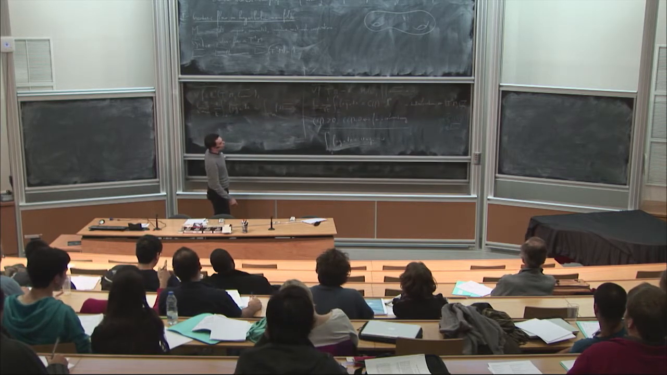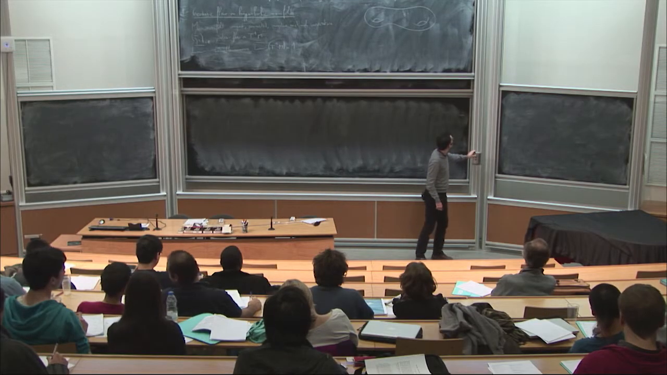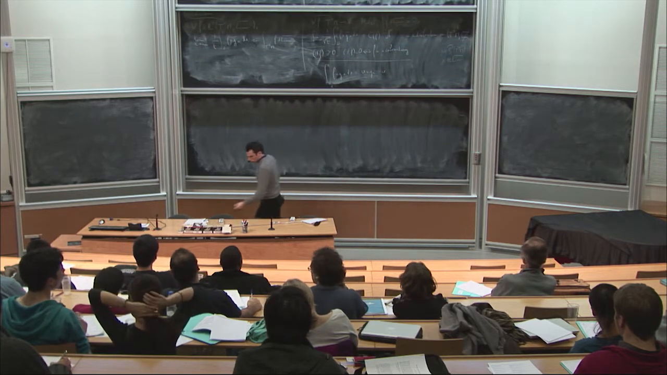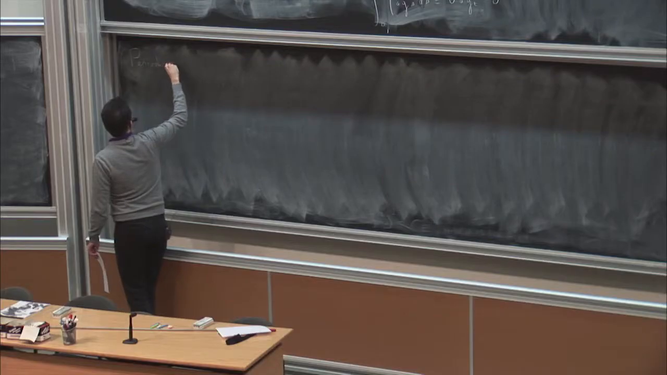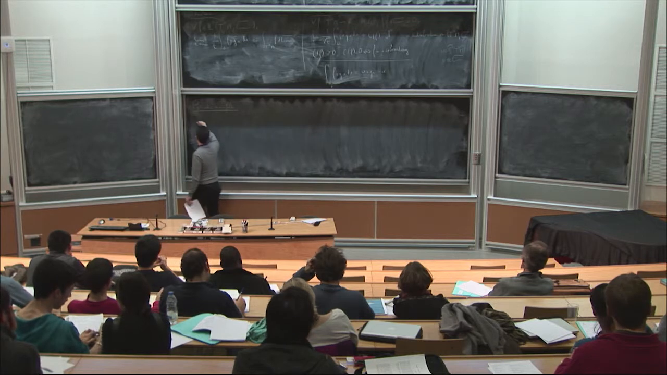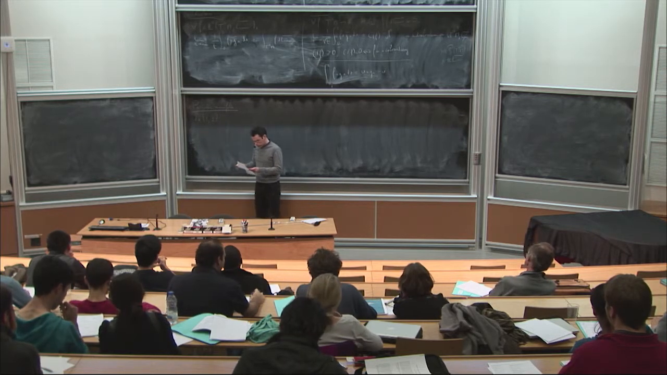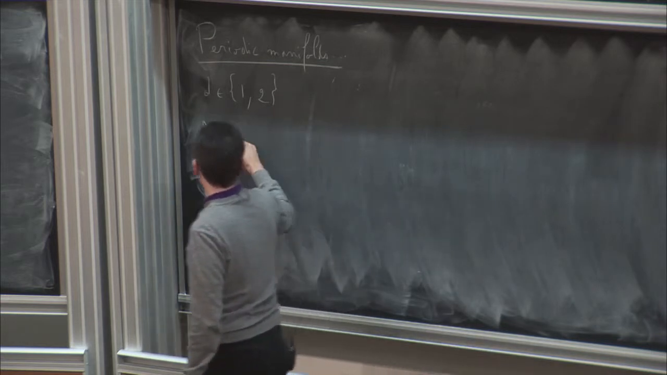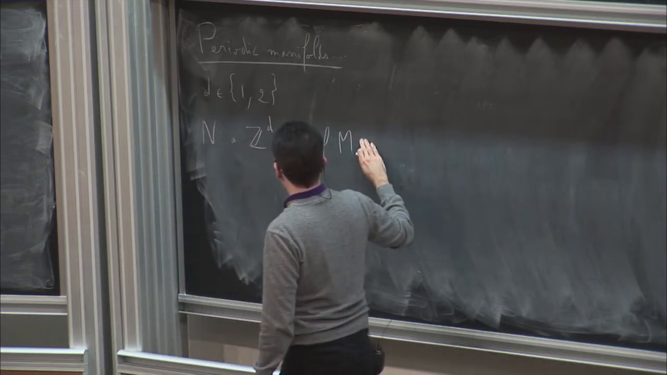But my work is not on compact manifolds, but on periodic manifolds. So my second part will be on periodic manifolds. So I take an integer d, the dimension, which will be 1 or 2. And I will choose a manifold N, which is a Z^d cover of M, a connected Z^d cover.